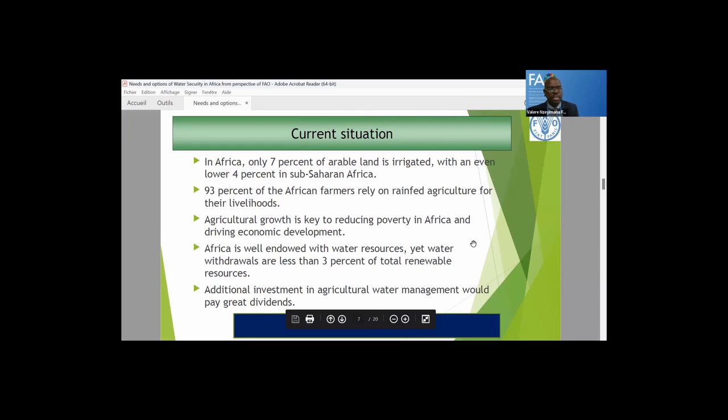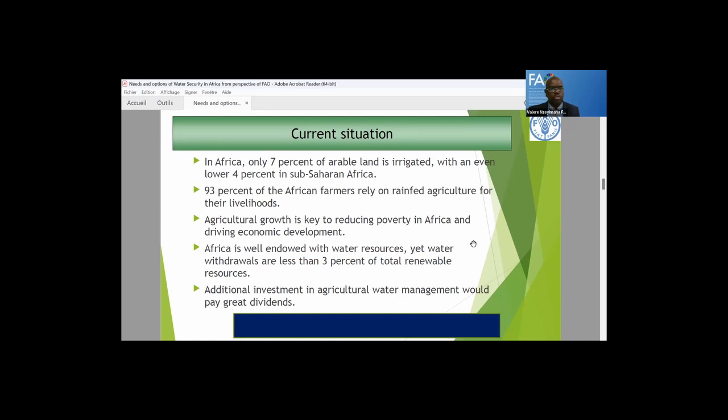Agricultural growth is key to reducing poverty in Africa and driving economic development. This is what we talk about when we talk about development. All developed countries have their agriculture developed. We will not talk about industries when we are fed by other people. We should be able to feed ourselves and then focus on other development.